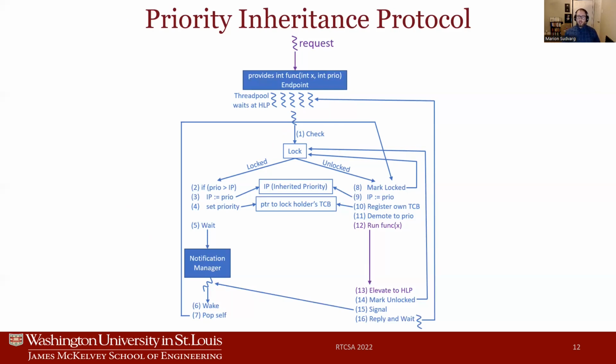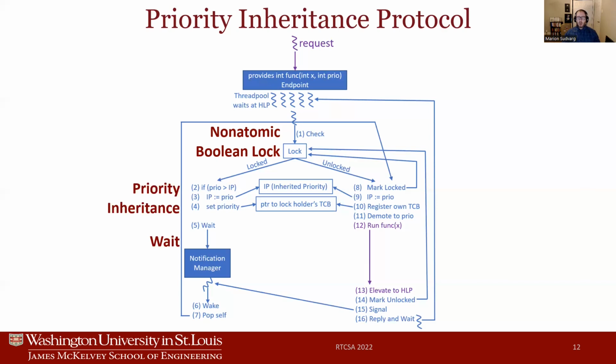For our implementation of priority inheritance protocol, similarly to priority propagation, our framework assigns a pool of threads to the CPI endpoint, each waiting at the highest locker's priority. When a request is received, the thread receiving the request checks a non-atomic Boolean lock variable. If the lock is already held, the thread checks the priority of the lock holder, elevates it if necessary, thus allowing for priority inheritance, then waits on what we call a notification manager, which I will explain in the next slide.